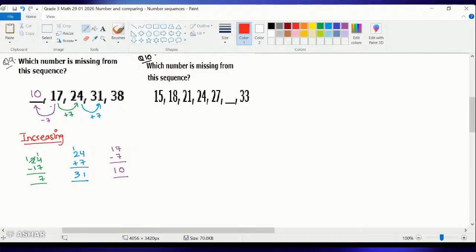So we can say this sequence is an increasing sequence, right? We need to add something to 15 to get 18, so 18 minus 15 gives the difference, that means plus 3. For the next one, this should also be plus 3. 21 plus 3 is 24, right? Same way, 27 plus 3 would give us the missing number, that would be 30.